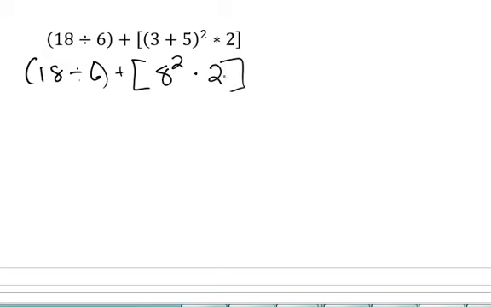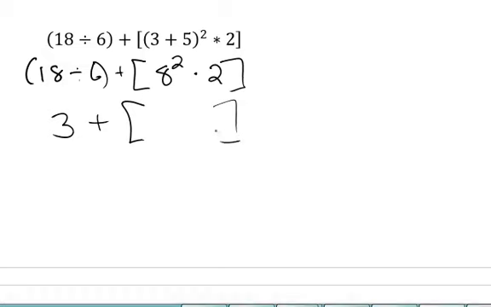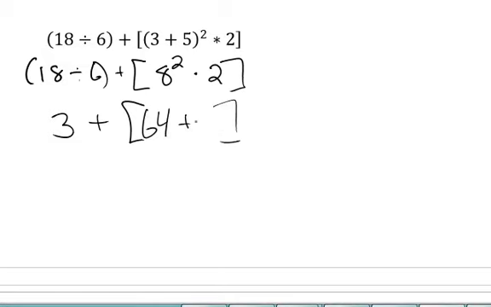Okay. Now, I can start dealing with both my parentheses and my brackets. 18 divided by 6 is 3. Plus, when I get to this part, I need to ask myself, should I do 8 squared first, or should I do 8 times 2 first? Well, remember, before we do multiplication, we have to deal with exponents. 8 squared is 64, times 2.